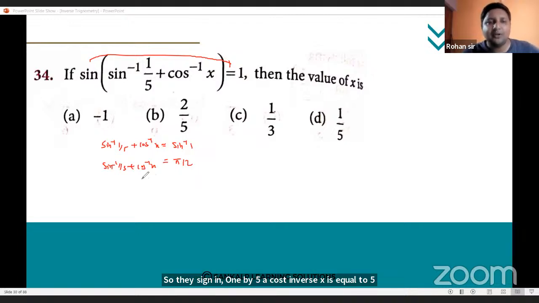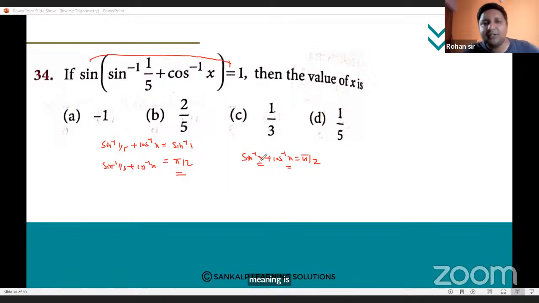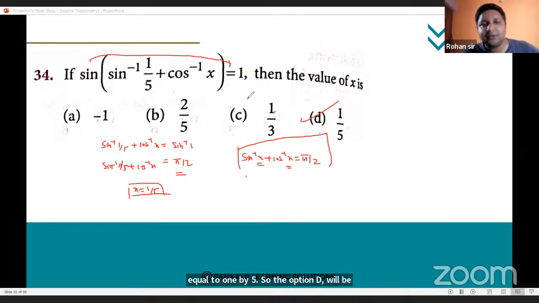We know using this formula, sine inverse x plus cos inverse x, if it is equal to pi by 2, then whatever x value is there for sine and cos, that must be the same. Here for sine, the x value is 1 by 5, so cos will also have the same value, that is x is equal to 1 by 5. So option D will be the right option. Here we are making use of the result sine inverse x plus cos inverse x is equal to pi by 2. Okay, next.